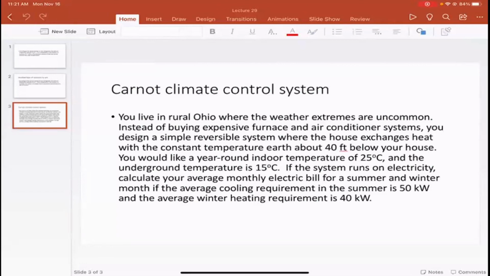If the system runs on electricity, calculate your average monthly electric bill for a summer and winter month if the average cooling requirement in the summer is 50 kilowatts and the average winter heating requirement is 40 kilowatts. Okay.